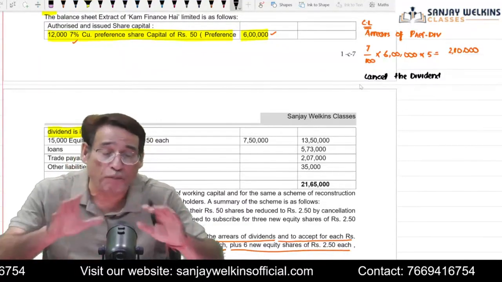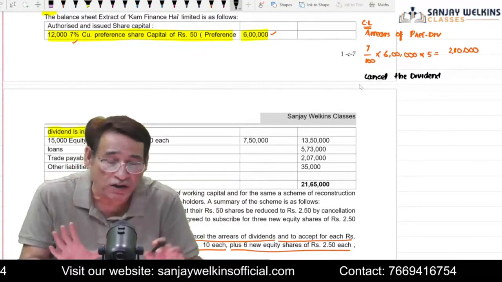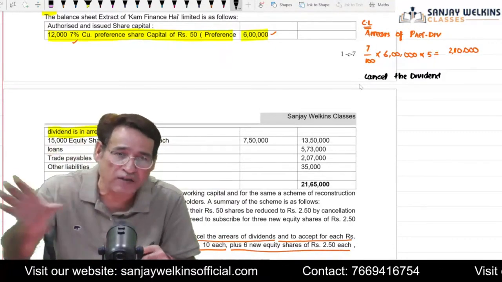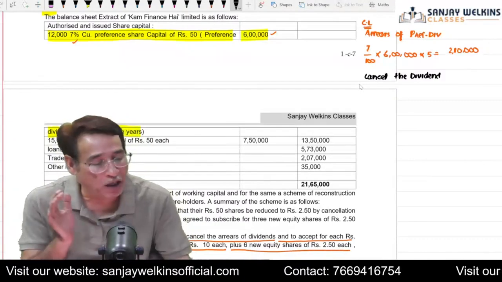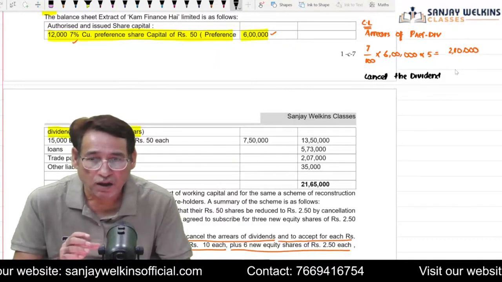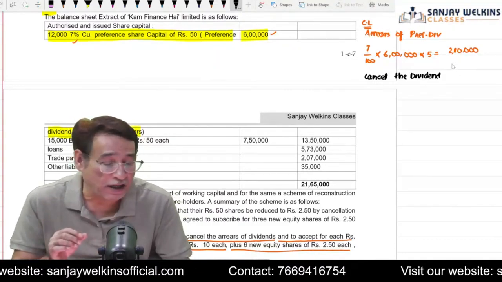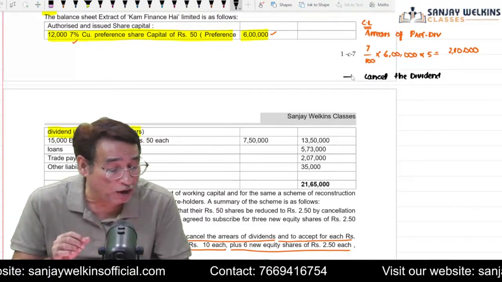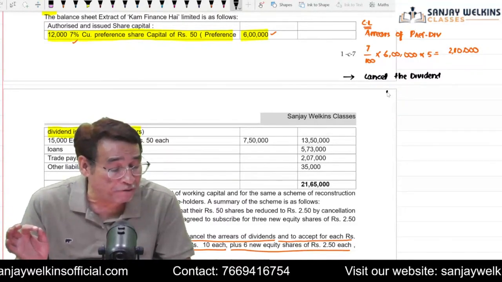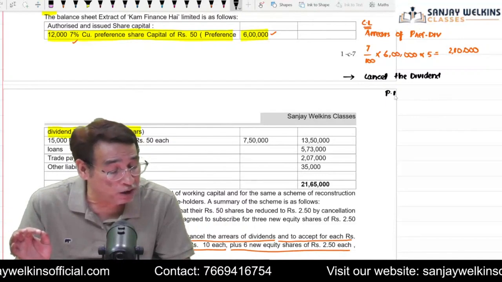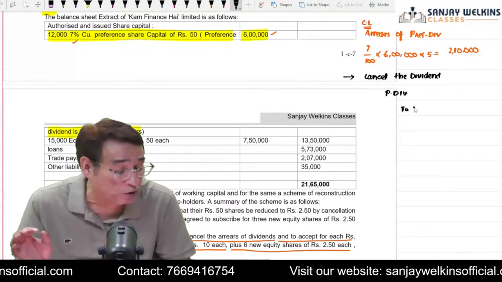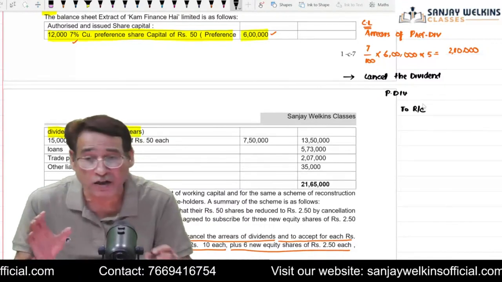2,10,000 worth of preference dividend was there. Now, preference shareholders are telling us that they are ready and willing to cancel their preference dividend. Should I consider it as a gain or not? Kindly let me know. Apply your mind also. Should I write the entry, preference dividend account debit to reconstruction account, or not? Now, let me know. Should I write this entry or not?